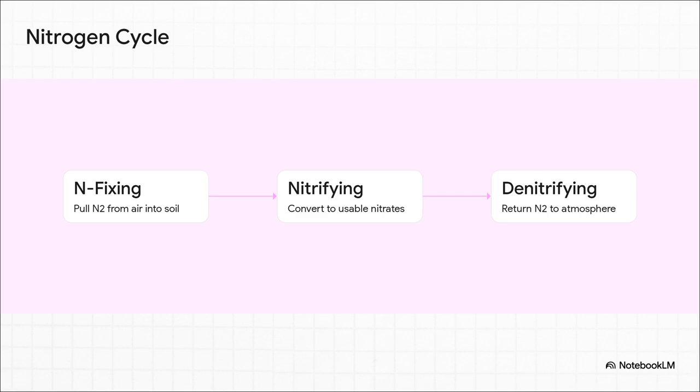First, nitrogen-fixing bacteria pull unusable nitrogen gas straight out of the air and fix it into the soil. They often live right inside the roots of legume plants. Second, nitrifying bacteria convert that into nitrates. That's the exact form plants can actually absorb to build crucial things like proteins and DNA. Finally, denitrifying bacteria act as the cleanup crew, converting leftover nitrates back into nitrogen gas to return to the atmosphere. It really is a perfect biological assembly line.